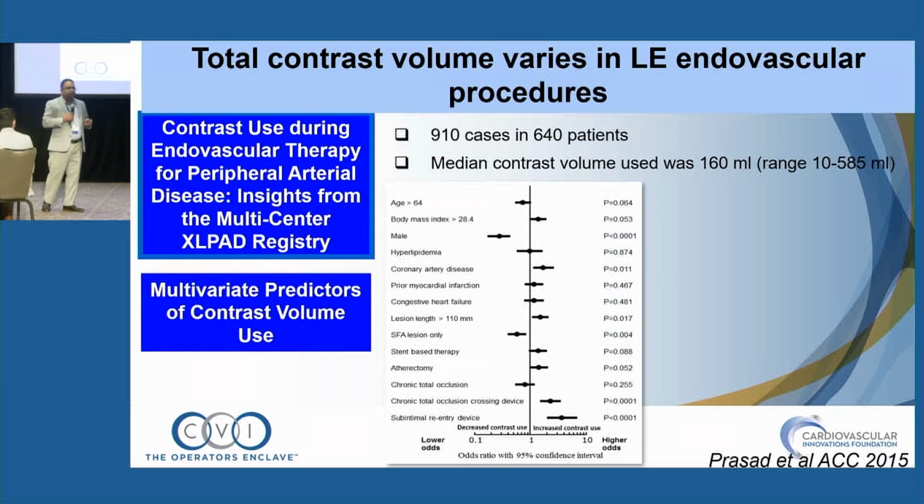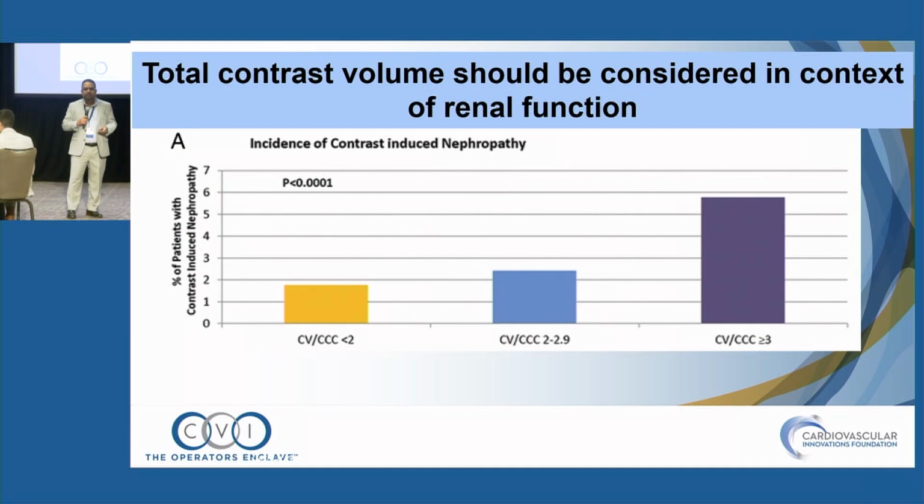So contrast dye is used quite a bit. There's a lot of variation. These are data from Dr. Banerjee's XLPAD study, where on average about 160 mLs of contrast is given for lower extremity cases.